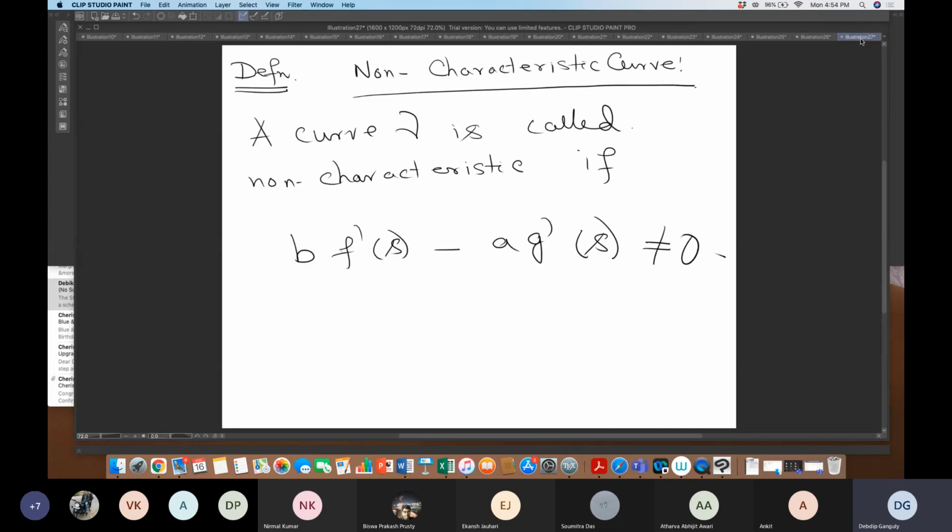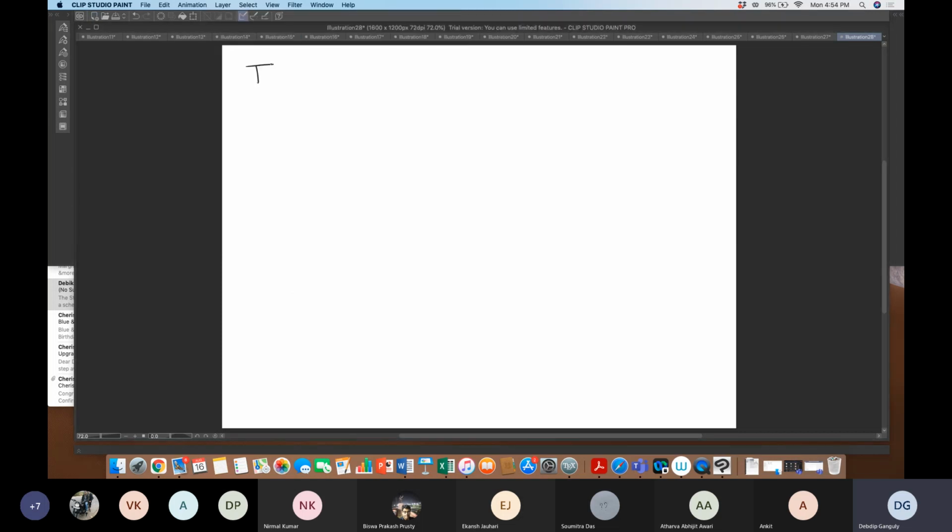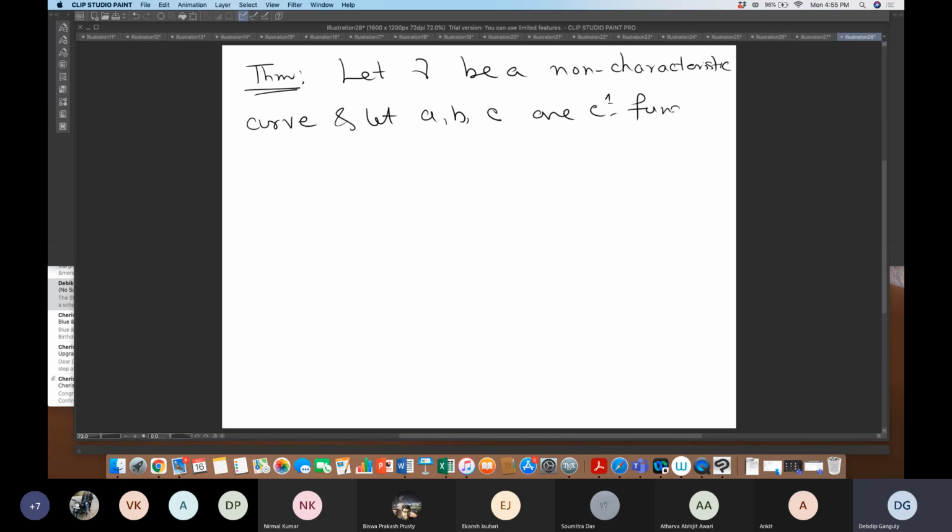So a curve gamma in the space. Do you understand what that gamma is? This is the projection of capital gamma. It is non-characteristic; you can check easily. You will see in the problems. If this is so, a theorem says the following. Let gamma be a non-characteristic curve. Whatever we have done in the previous slide, I write it as a theorem. Let gamma be non-characteristic. That means the Jacobian is non-zero. And let a, b, c be C1 functions of three variables. Then the Cauchy problem.